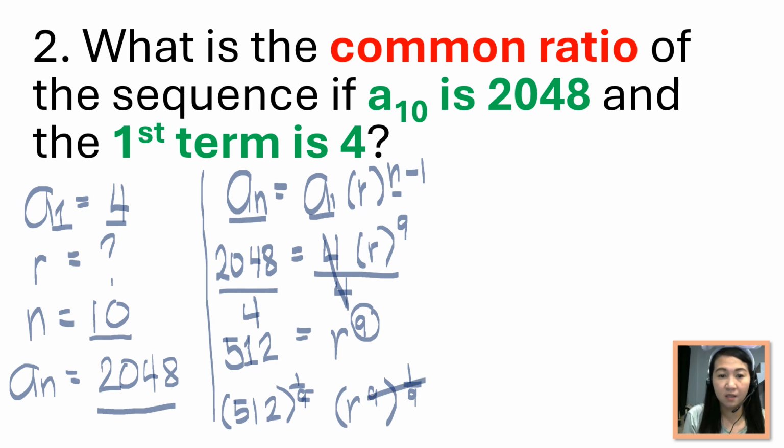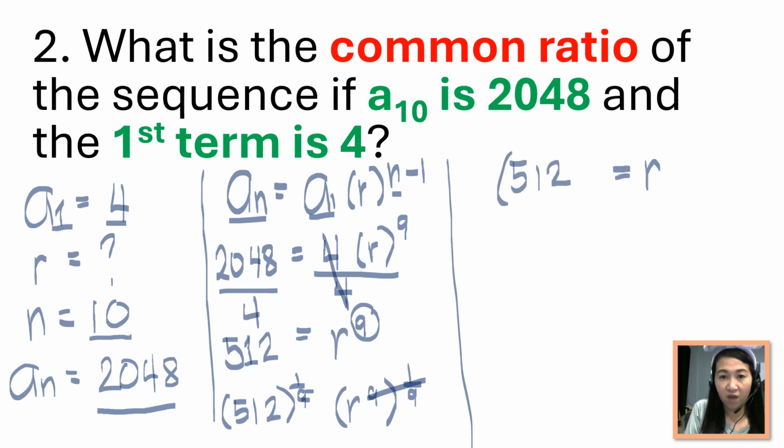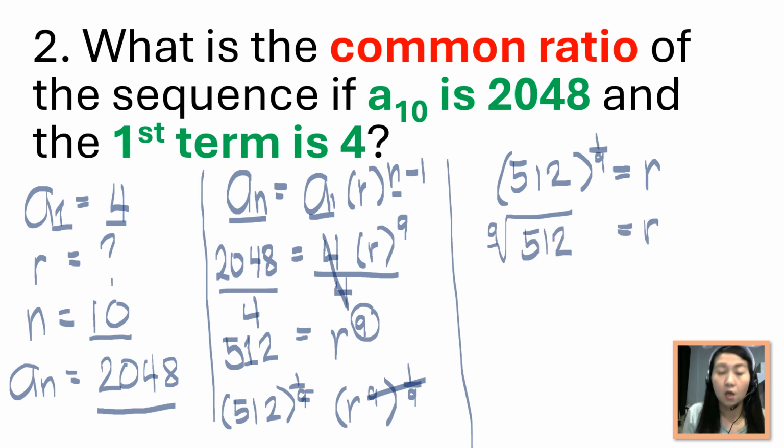So cancel. So what we have here on the right side, we only have r. And then we have 512. I will rewrite it here. 512 raised to 1 over 9. What do we mean by this? It means that we're getting the 9th root of 512. What do we mean by 9th root of 512?